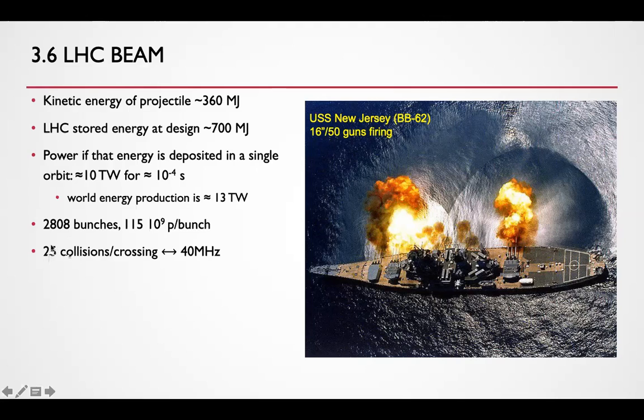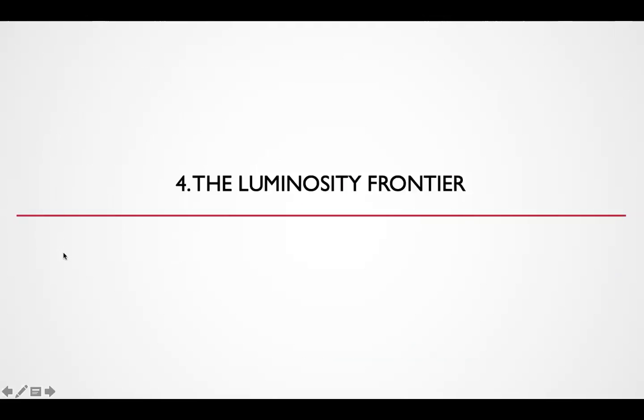Bunch spacing is 25 nanoseconds. 25 nanoseconds means a collision rate of 40 megahertz, and there are roughly 115 billion protons per bunch, and this leads, we will run the numbers, but this leads to 25 interactions per bunch crossing. So with a rate of 40 megahertz, we get 25 or so collisions. Good.